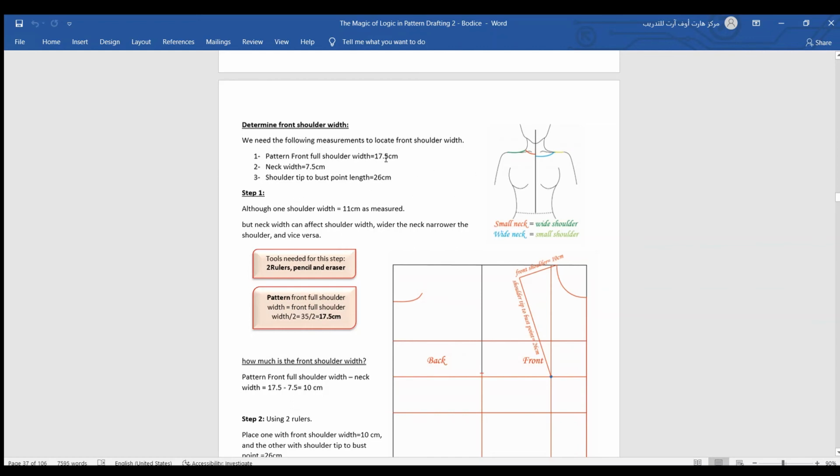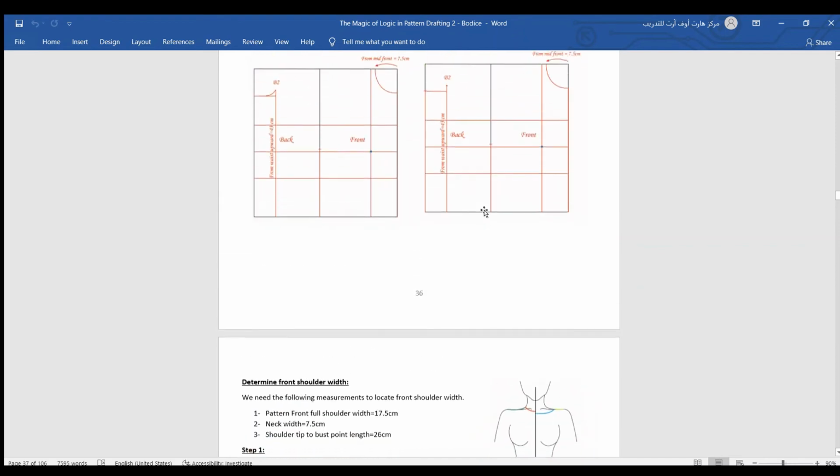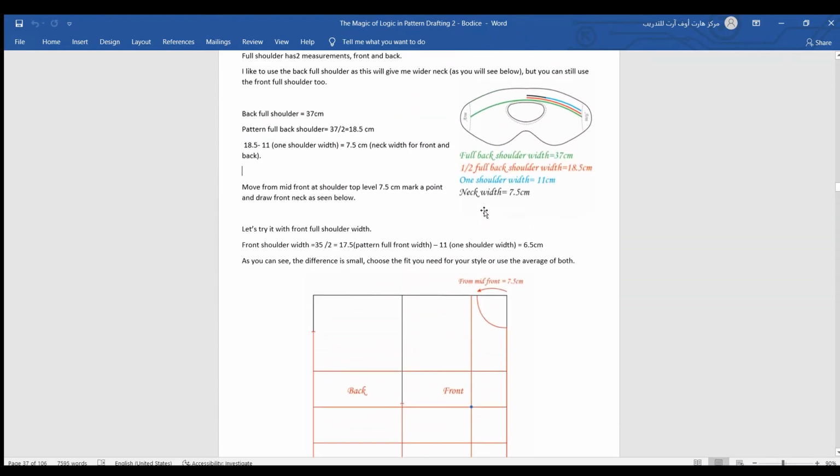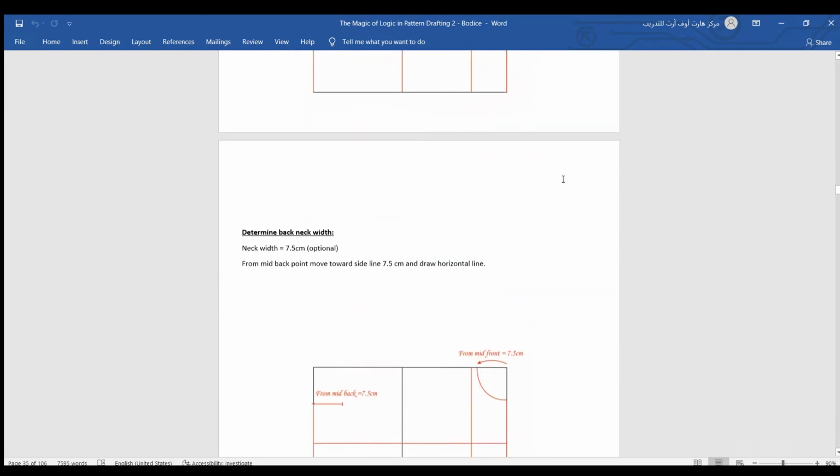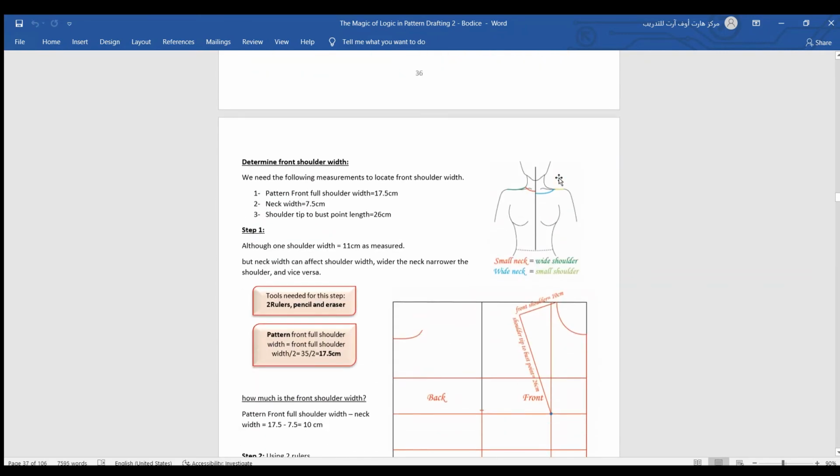What we have to do here is to subtract. What we have here is the full front. The full front, let me show you here. The front, half of the front, the pattern size, which is half of the body. From here to here is 17.5 centimeter. The shoulder itself is how much? The neck itself measured 7.5 centimeter. That means that the front shoulder measures 10 centimeters.